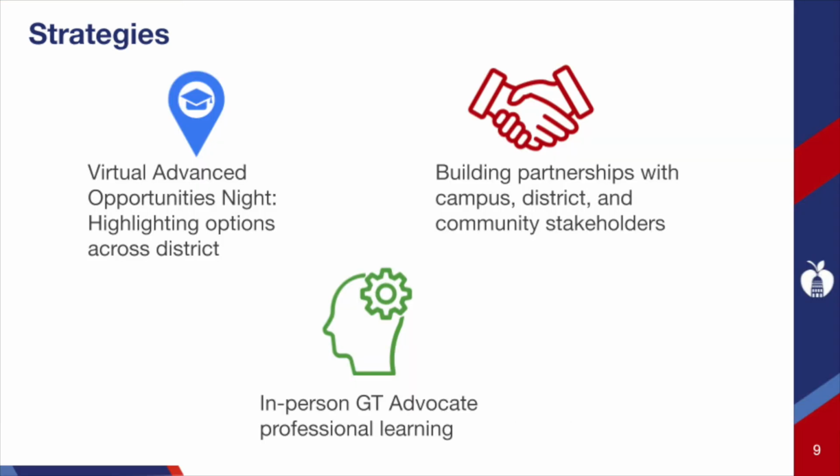Tonight we will highlight key strategies we are currently implementing to improve this data before the next time we present. First, we have partnered across secondary outcomes and academics to host a virtual Advanced Opportunities Night to highlight the variety of options across the district. The goal of this event was to share information at a high level and then encourage families to connect directly with their campus or program of interest. This will hopefully allow for a more authentic engagement when the family gets to the campus level, having already received baseline information about the options.